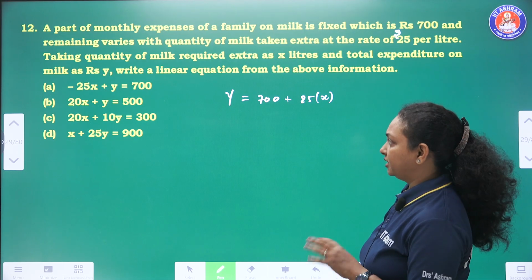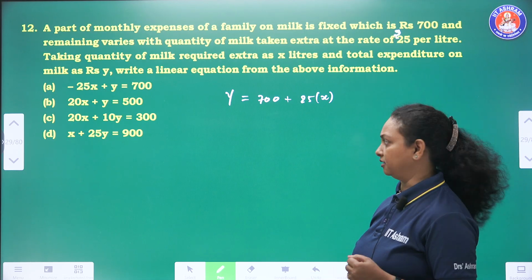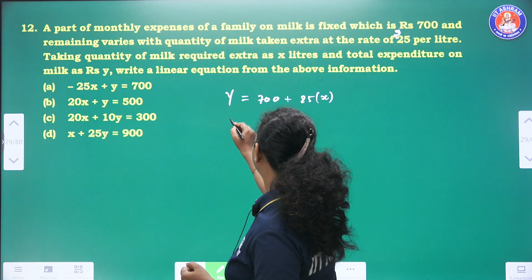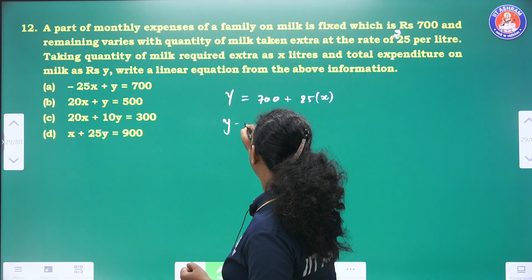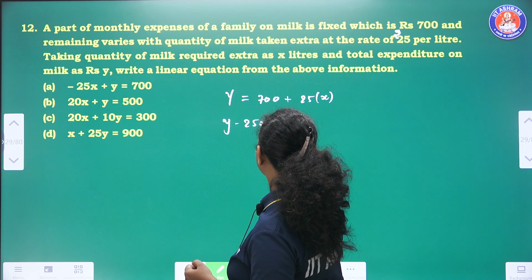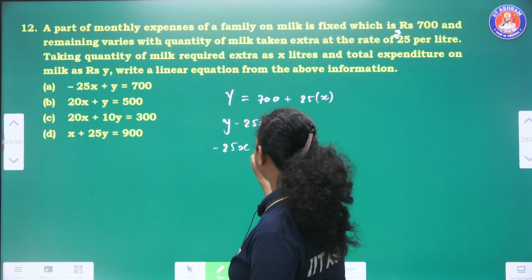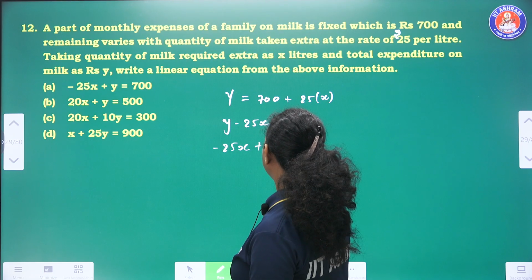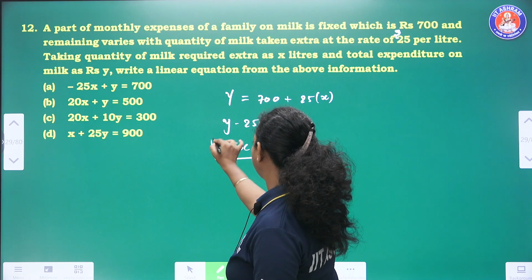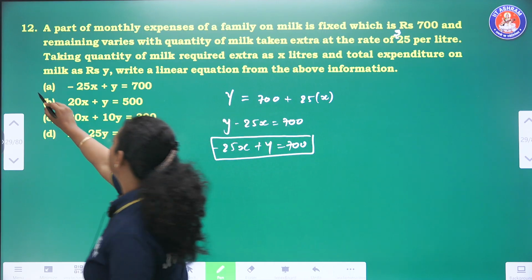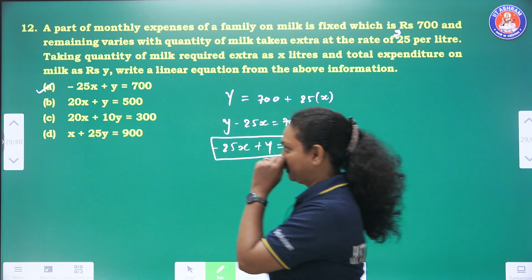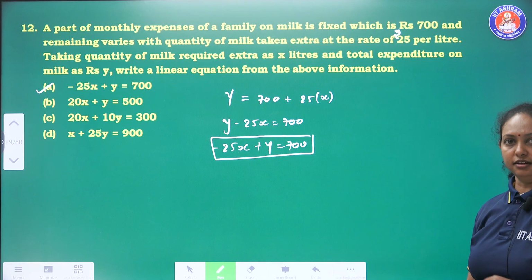So here the linear equation is represented in the form y minus 25x is equal to 700. We can further write it as minus 25x plus y is equal to 700, which matches our answer, option number A. So A is the correct answer.